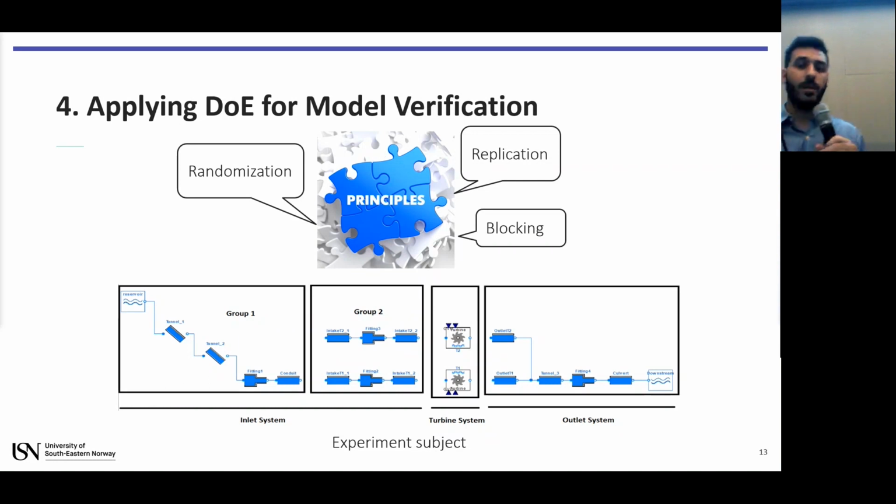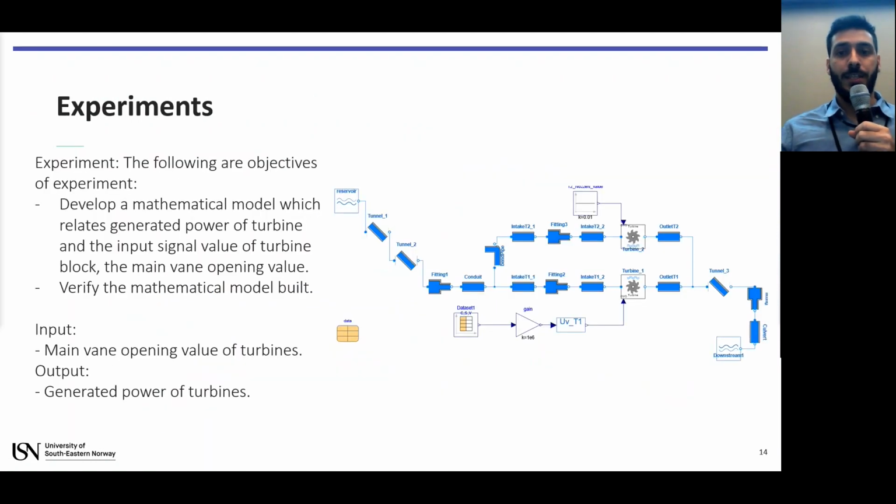So the principles of the repetition part and the randomization part are going to be applied to these blocked parts, these divided parts, so we can gain some estimation of the experimental error. Okay, and here we can show just one of the experiments that are presented in the paper.